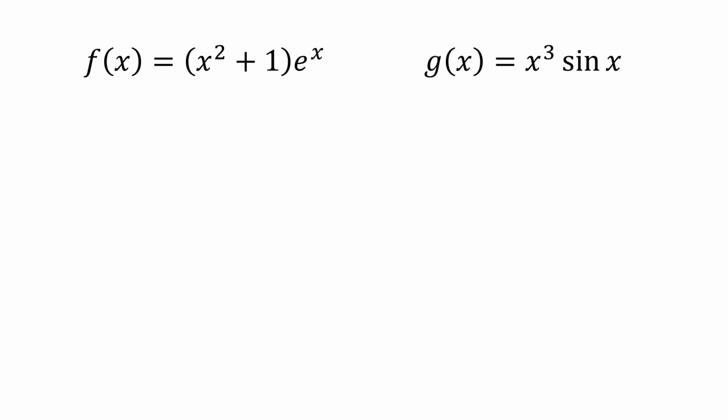Today I will be showing you how to differentiate the functions f of x equals (x squared plus 1) times e to the x and g of x equals x cubed sine of x. And as mentioned previously, we will be differentiating these functions using the product rule.